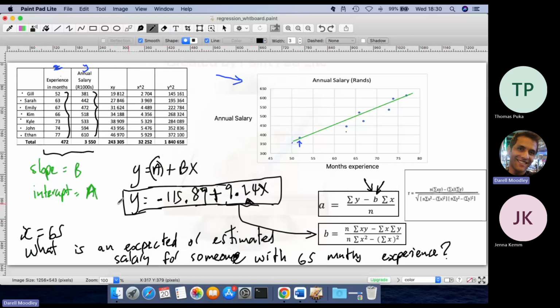All we do is we use this equation, and where we see X here, we substitute 65. So you put 65 in this equation, and you'll have minus 115.89 plus 9.24 times 65. If you work that out, the value you'll get for y is 484.703. So your estimated y when you put the 65 in is y equals 484.703.